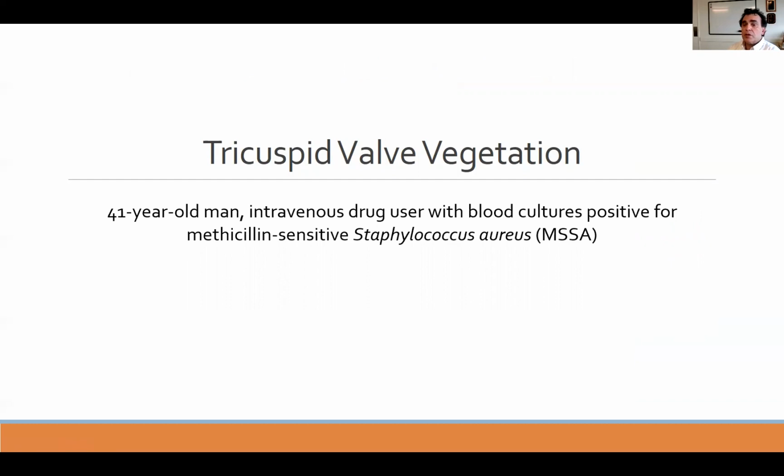A 41-year-old man, intravenous drug user with blood cultures positive for methicillin-sensitive Staph aureus, or MSSA.